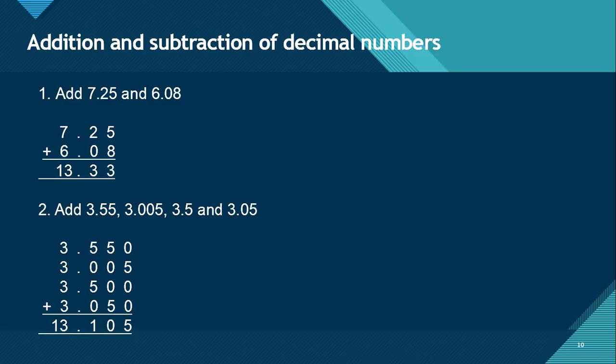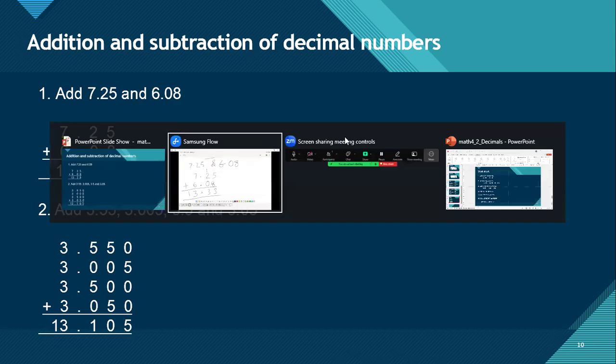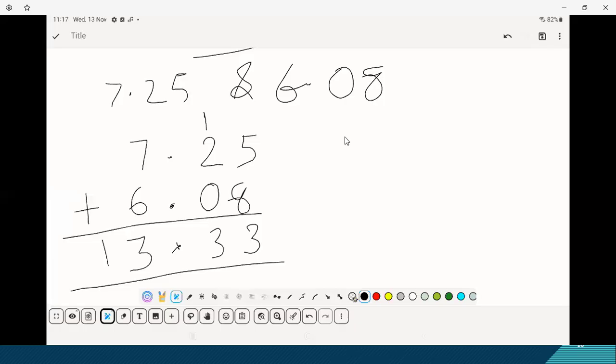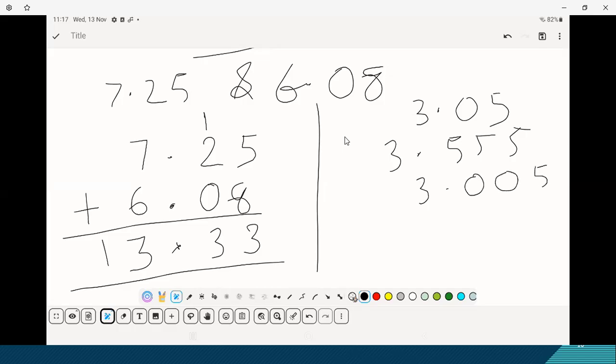So the addition will be the same. You only need to remember there should be the decimal of all the numbers together, meaning it should be below the decimal. Let's quickly move to the whiteboard to see what to avoid. Okay, suppose we have to write 3.05, then 3.55 and 5, then 3.005. So these are all misaligned, so you don't need to do that.